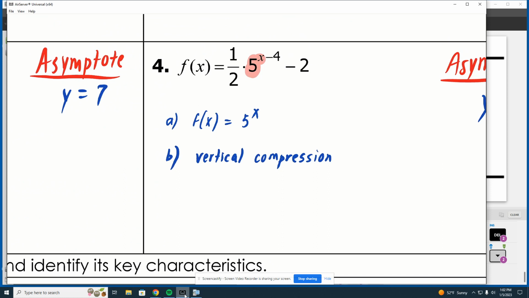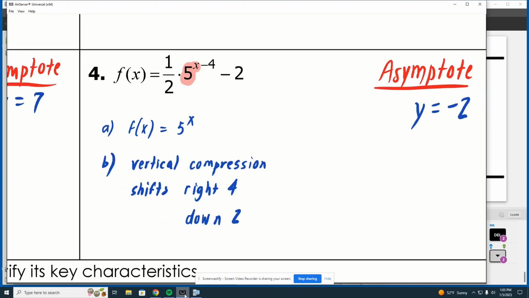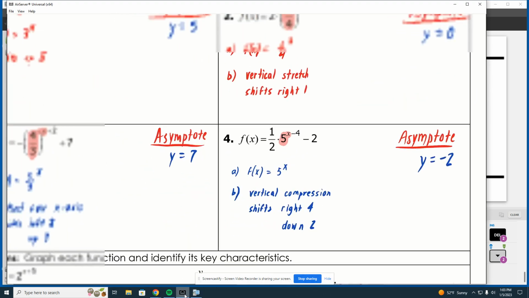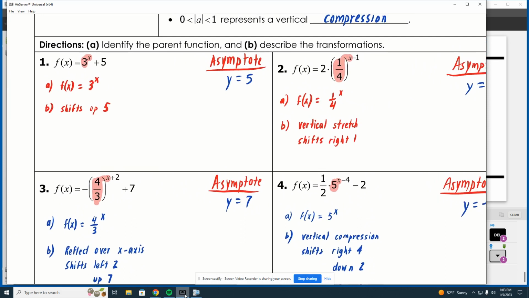What else we got? We got a horizontal shift. Which way? Shifts right 4, because that's minus 4. It's the opposite. And it's going to shift how? Down 2. And that's exactly why our asymptote moved down to y equals -2. And that's it, guys. That's how you deal with exponential functions and with your transformations.